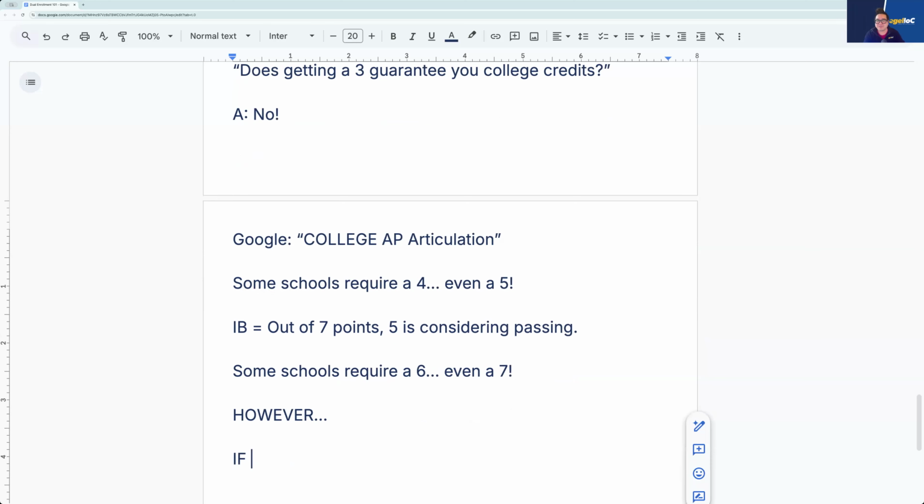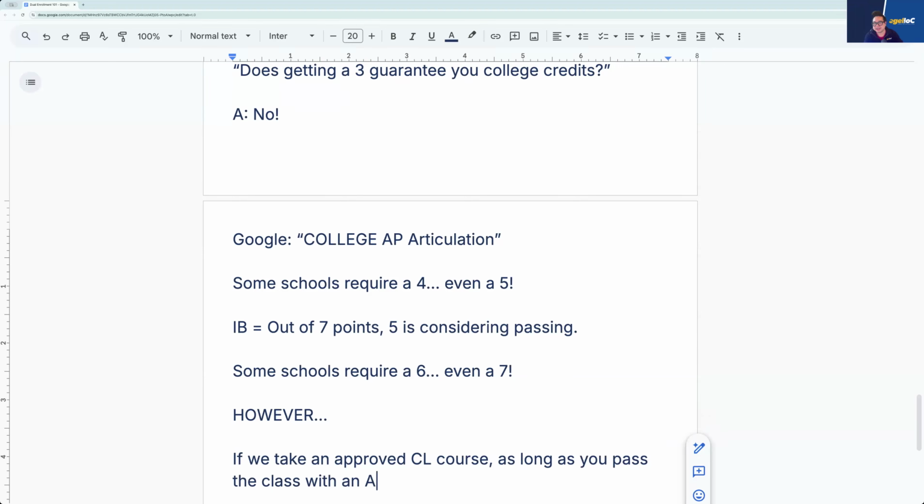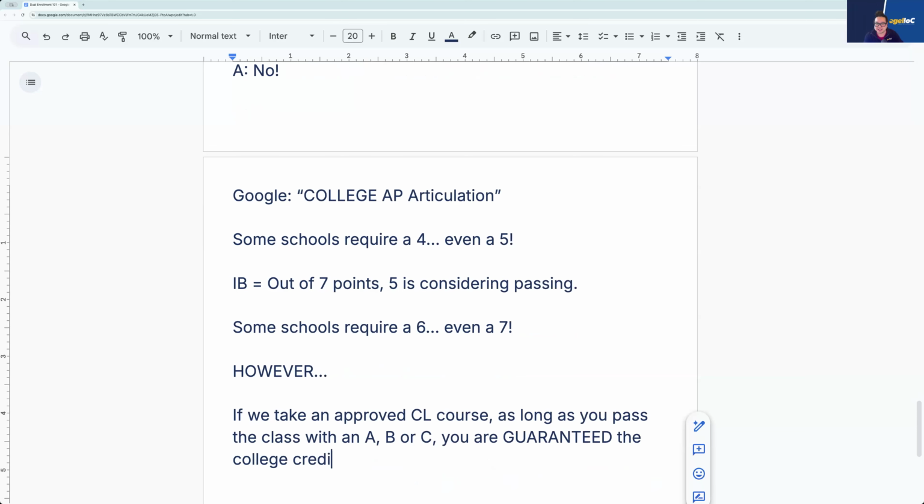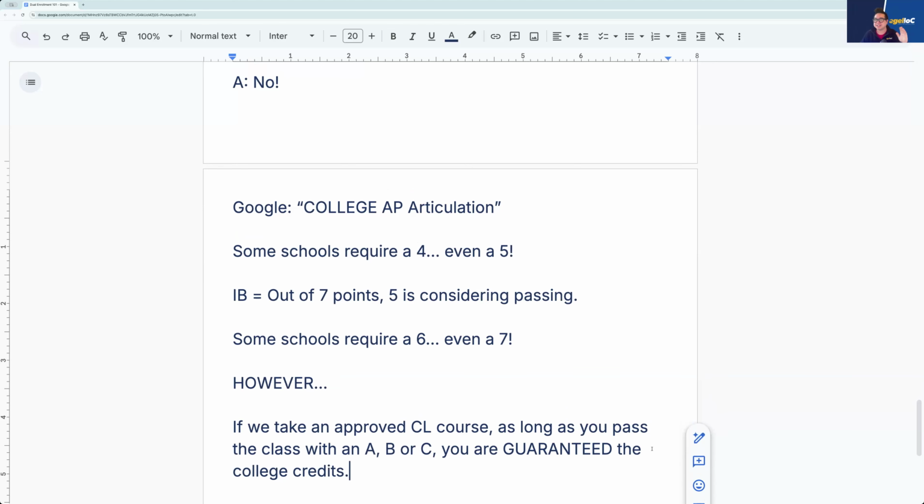However, if we take an approved college level course, as long as you pass the class with an A, B, or C, you are guaranteed the college credits. Boom. You don't need to take the AP exam. You don't need to pass the IB exam. You don't need to stress out about the exam. You're just going to pass the class. Once you pass the class, you're guaranteed the units that come with it as well. So that's the big thing here.